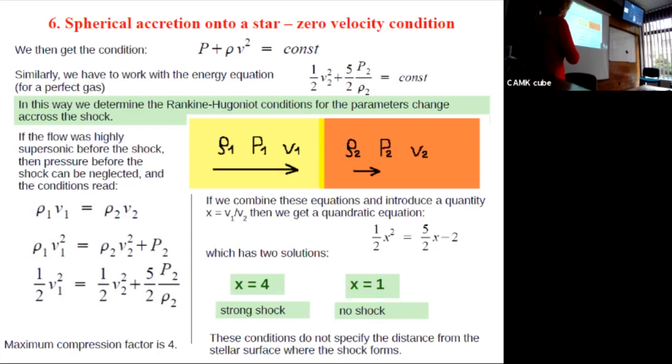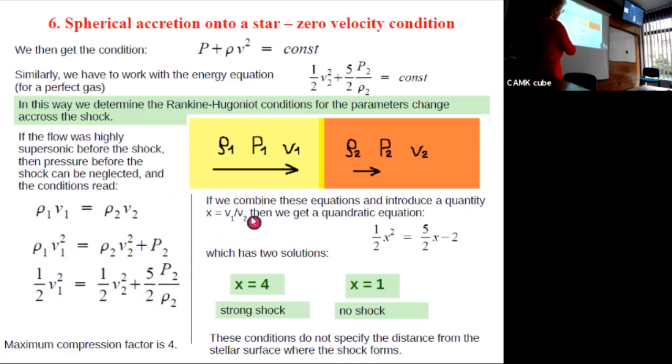And now you can assume that before the shock, pressure is small because you have highly supersonic flow, so pressure is unimportant. And then those conditions partially simplify because you can neglect pressure before the shock. And then you write separately the continuity equation, this Bernoulli equation and energy equation on the left and on the right. And then you have to work with this. There is some kind of algebra.